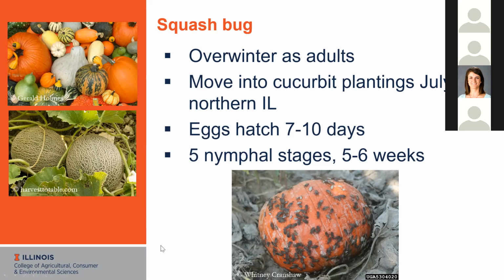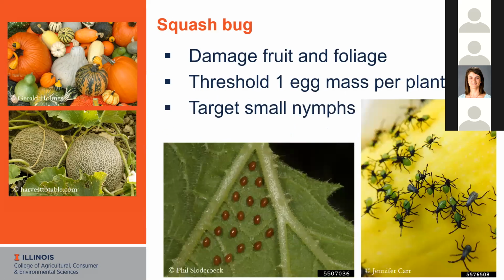The key to controlling squash bugs is to detect their presence early and act immediately. And squash bugs do damage to not only the fruit, but also the foliage. And the threshold for control is 1 egg mass per plant. And as I said, most insecticides are really not effective on adults, and they're not super effective on really large nymphs either. It's these little guys over here especially that you want to target.